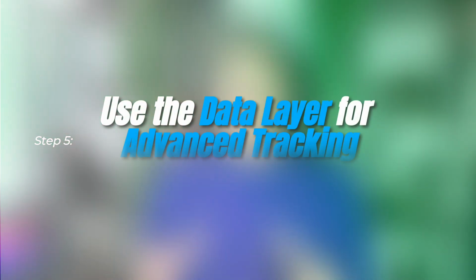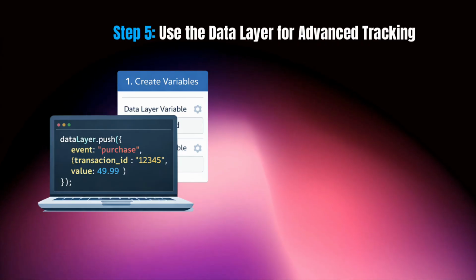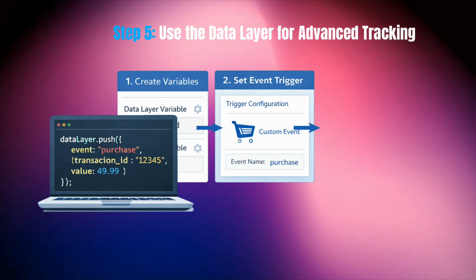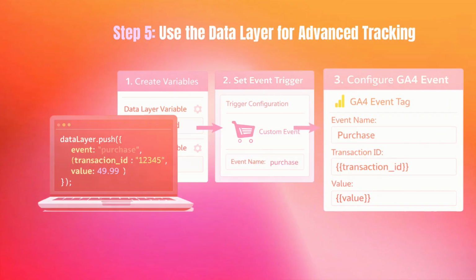For form submissions, use the form submissions trigger with filters from your form ID or the class. Step 5 is using the data layer for advanced tracking. So the data layer is a JavaScript object that passes dynamic data to GTM. Push events like the one that I listed on the side, and then in GTM, we'll follow this flow. Create data layer variables for transaction ID and value, then set the trigger for custom event, which will be purchase, and then configure a GA4 event tag to send the transaction data. This method ensures accurate e-commerce tracking and complex interaction capture. In fact, implementing data layer-based tracking through GTM improves data accuracy by over 25% compared to DOM-based tracking methods.